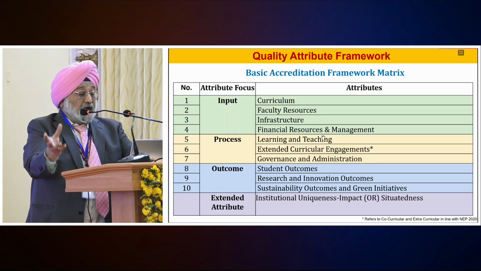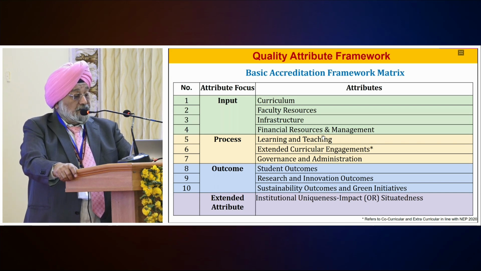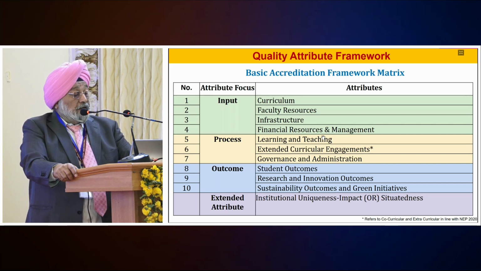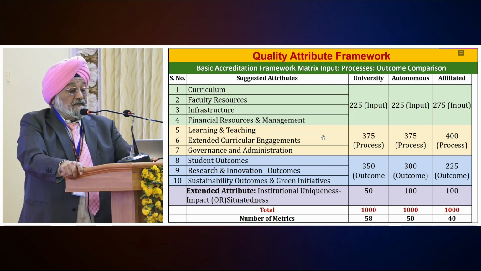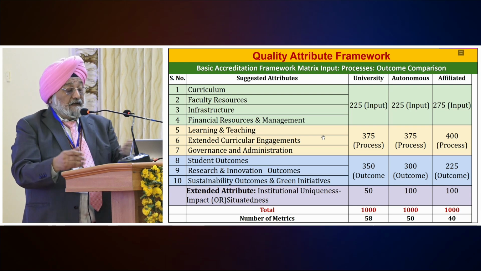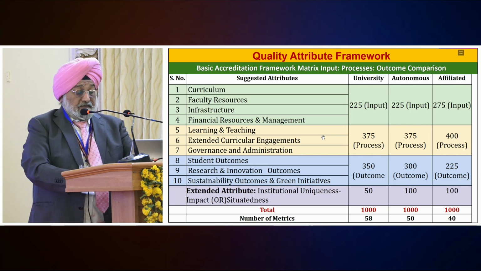Similarly, the quality parameters for the basic accreditation matrix also talk about these 10 important parameters: curriculum, faculty resources, infrastructure, financial resource management, learning and teaching, extended curricular engagement, governance and administration, students' outcome, research and innovation outcomes, sustainability outcomes and green initiatives, and institutional uniqueness. And these have been divided into input attributes, process attributes, and outcome attributes, and then extended attributes. And there have been some numbers put into this, for university, for autonomous institution, and for affiliated institution. And now we are developing the MBGL, maturity-based graded levels, which will be a further enhancement of this matrix. That's what we are working on.